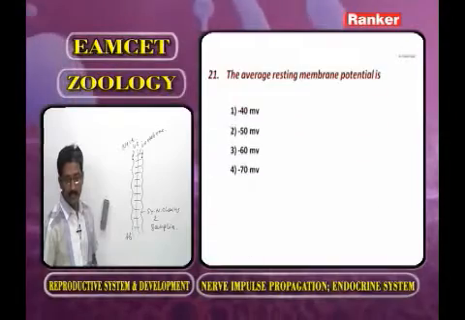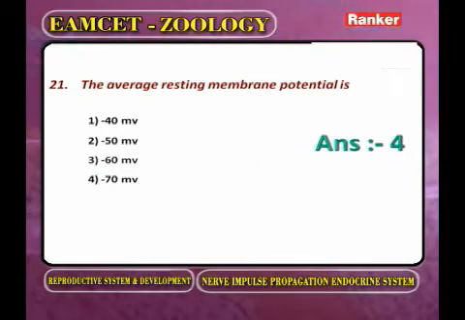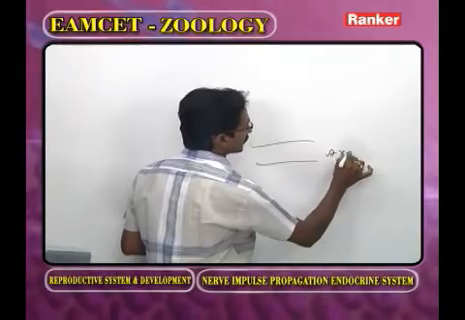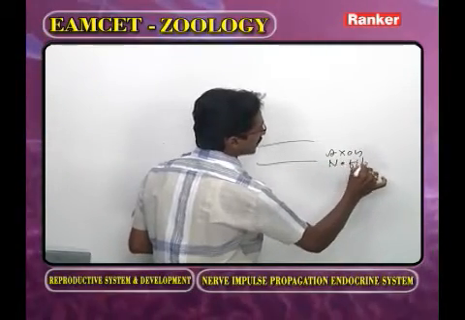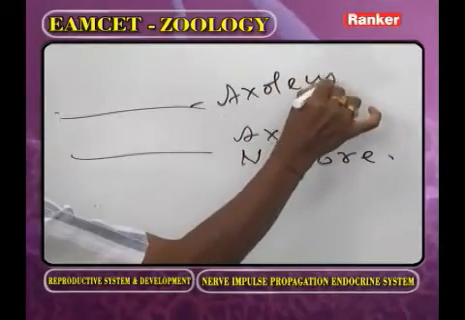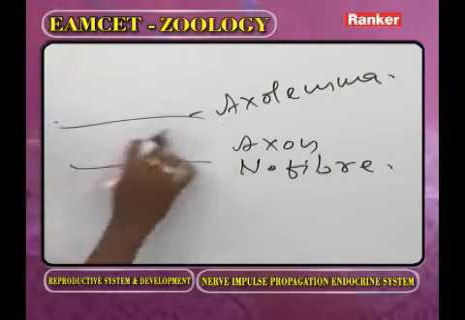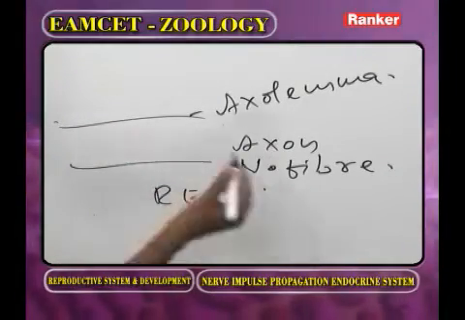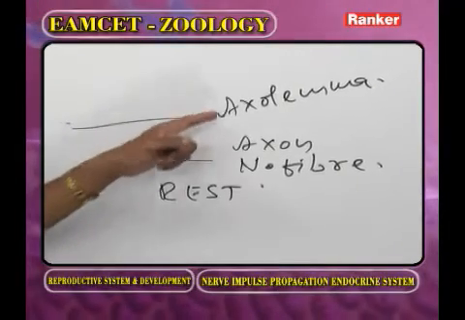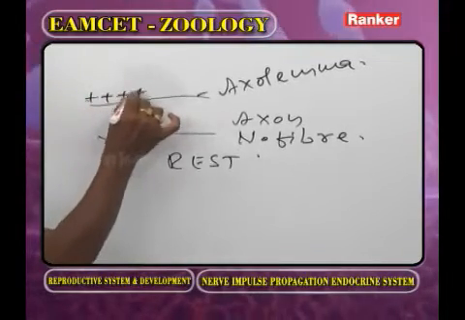Now we go for the next question. The average resting membrane potential. As we observe the nerve impulse propagation, this one we call the axon. The axon is also called the nerve fiber. Now the axon is covered and protected by axolemma, that is nothing but the plasma lemma. Now the axon is said to be at rest. Whenever the axolemma is at rest, outside what charge is present?